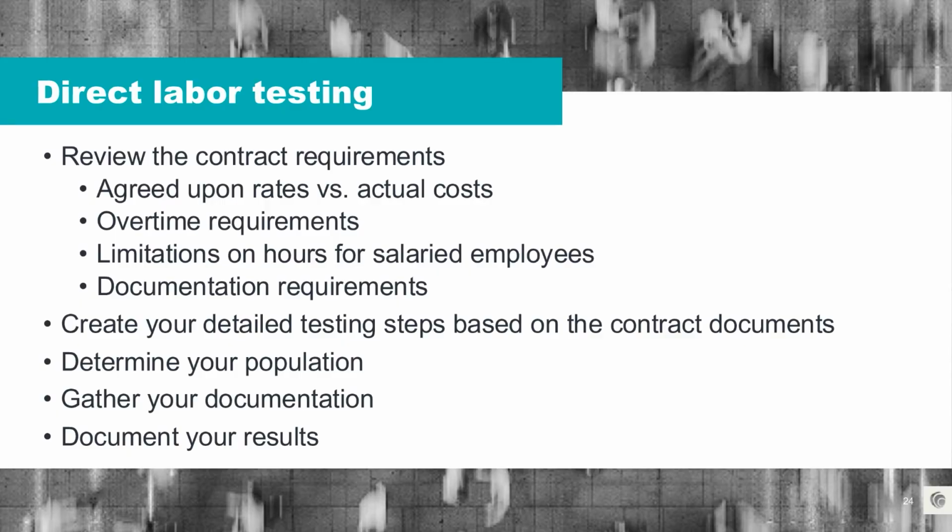You also want to look for language restricting how many hours exempt employees can bill. For instance, the contract may state that salaried employees are not allowed to bill more than 40 hours per week, even if they worked those extra hours. You also want to check the contract for any language on documentation requirements. This could include certified payroll reports, signed timesheets, or job site sign-in logs. Identify these requirements up front, ensuring you know what's allowed and what's not, and where the potential risks may exist.